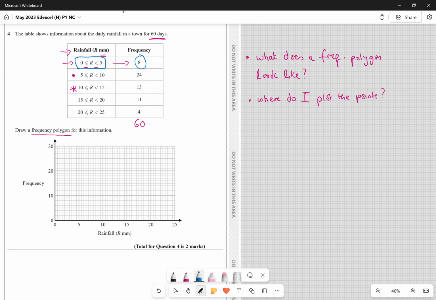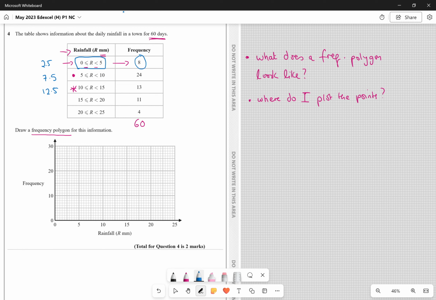Okay, so you're back. So I'm hoping that you have realized that you plot the points in the middle of the class interval. So the middle of this class here is going to be 2.5. The middle of 5 and 10 is 7.5. The middle of 10 and 15 is 12.5. A quick way of working this out, if you're finding it difficult, is if you've worked out the middle of 0 to 5 and you know that's 2.5, if you take the lower class interval and add 2.5 to it, it will give you the middle of this class interval here.